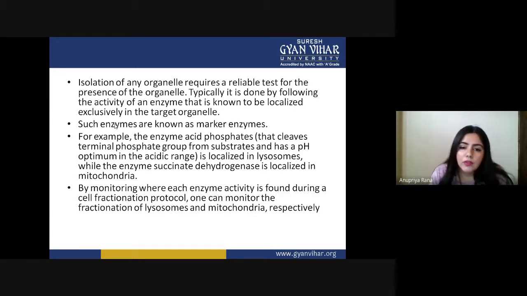By monitoring where each enzyme activity is found during a cell fractionation protocol, one can monitor the fractions of lysosome and mitochondria. So basically, when fractionation happens and the cell goes under lysis, all these situations can be monitored and studied.